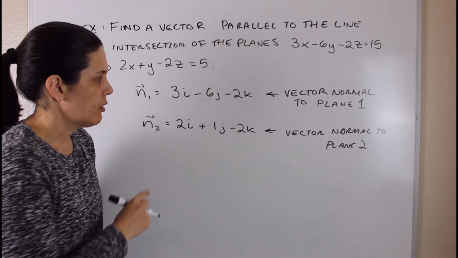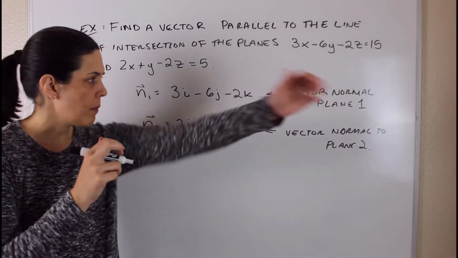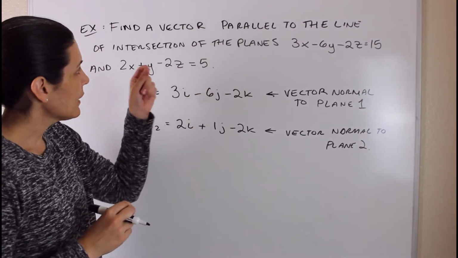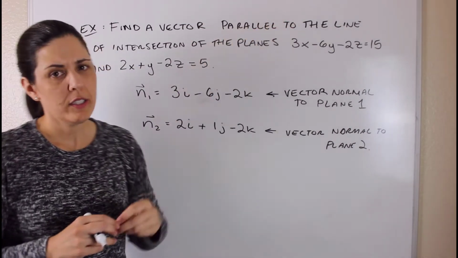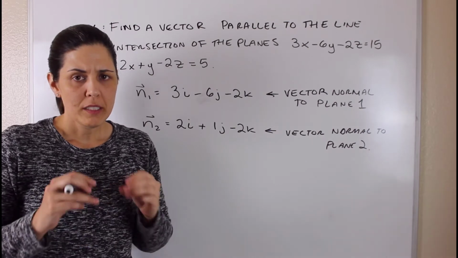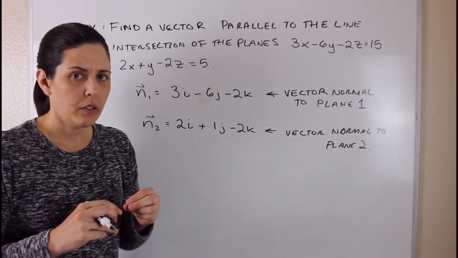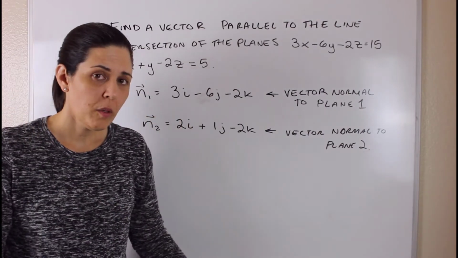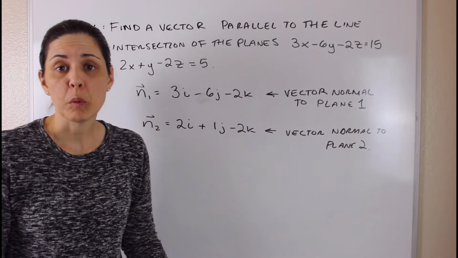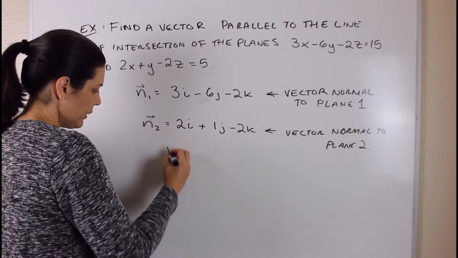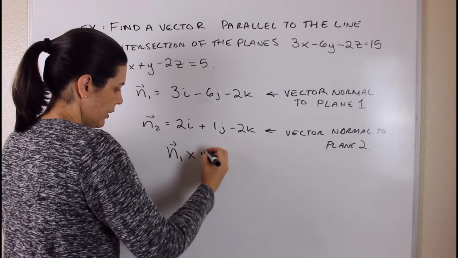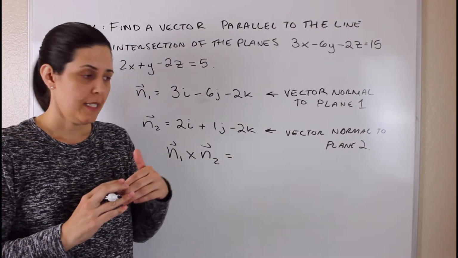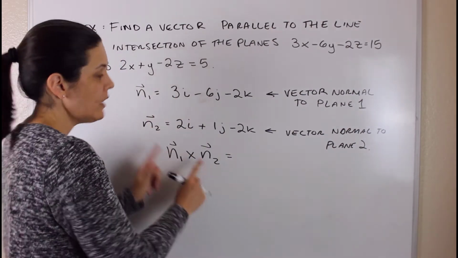I now know two vectors that are representing the normal vectors to the planes that they're in, and I am asked about a vector parallel to the line of intersection of these two. Well, based on that fact that we just talked about, the line is perpendicular to both of these. So what do we know about that? What can we use? Cross product. So what we need to do is take the cross product of these two vectors, because that will result in a perpendicular vector to these two.